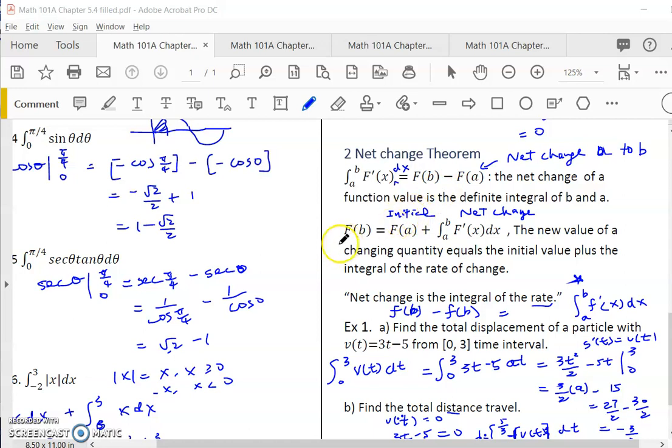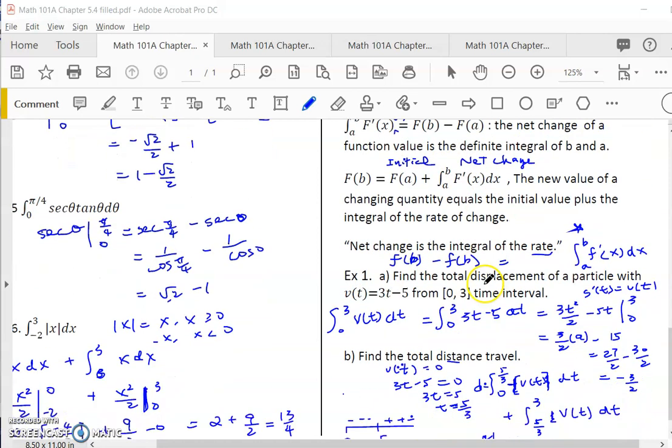Just a quick review. If I want to find the net change of a function, primarily I want to do f(b) minus f(a), not just f(b), not just f(a), but the difference. We call it net change. Then it's actually the integral of the rate of the same function, dx from a to b. So it's very useful. It's from the second fundamental theorem of calculus, part 2. So you can say net change is the integral of the rate.